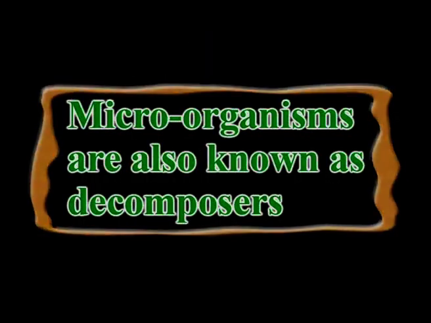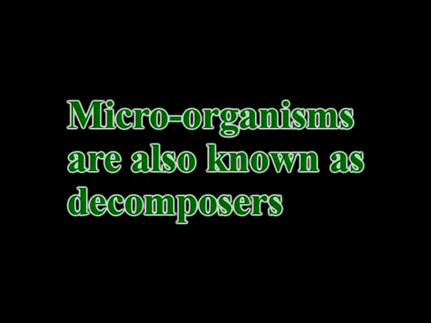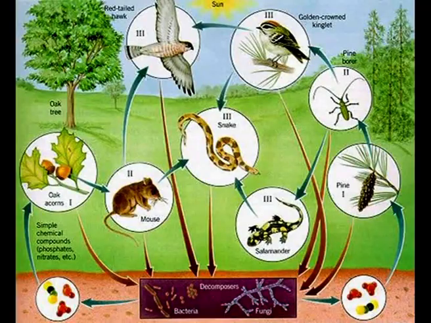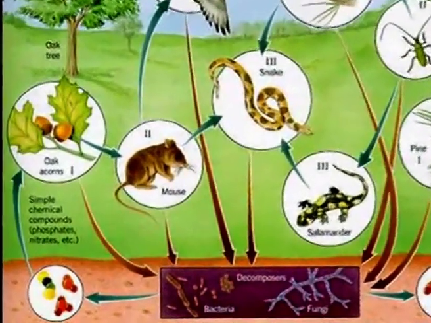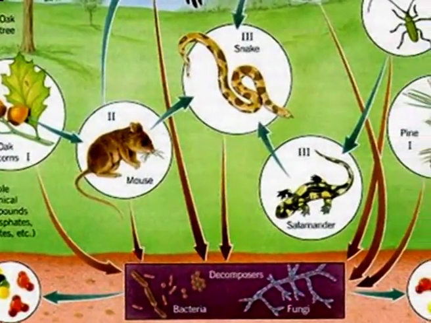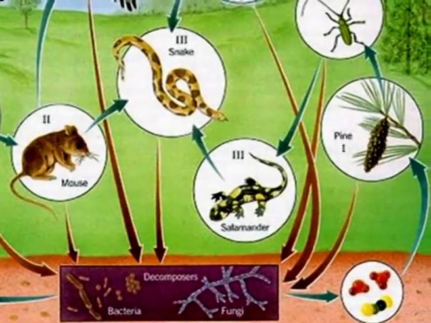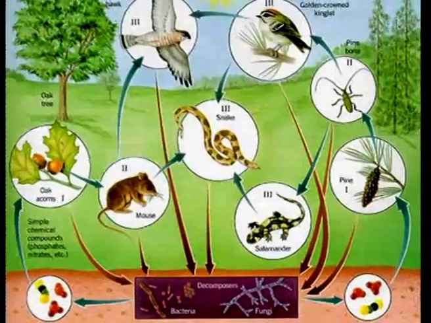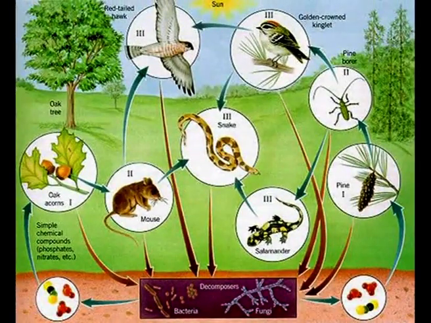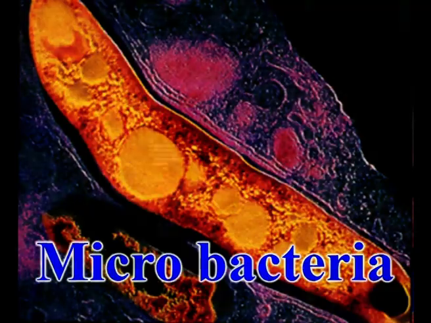Microorganisms. Microorganisms are also known as decomposers because they decompose the dead plants and animals and other organic matter in different forms. During the process of decomposition of organic matter, microorganisms obtain their food, as well as differentiate and separate complex organic matter and thus make it simple so that it may be used again by green plants. Example, microbacteria and fungi.